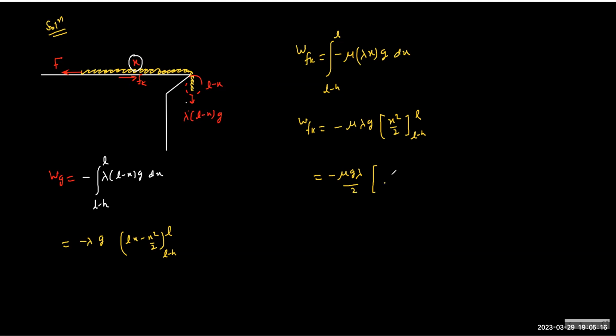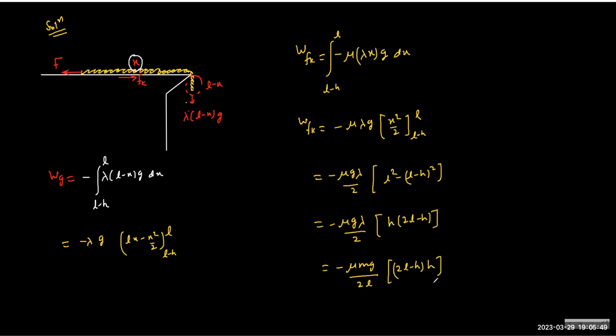So minus mu g lambda by 2, let's do common: L square minus (L minus H) square. And this is A square minus B square, which is A minus B into A plus B, right? So H into... this is the answer. Then you can write finally mu mg by 2L. Lambda I'm replacing now, at the end we should replace. And that's it. So you can see things can be done.